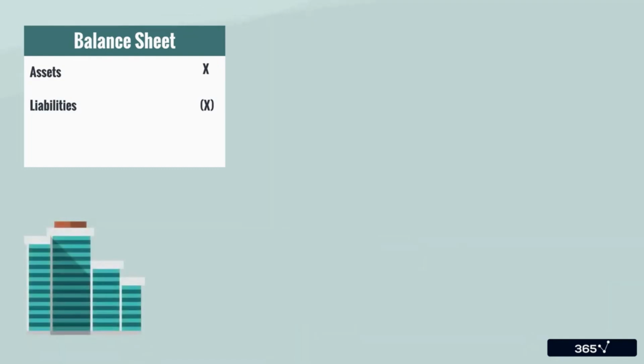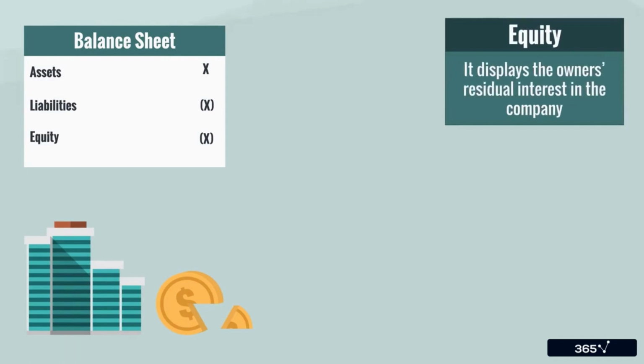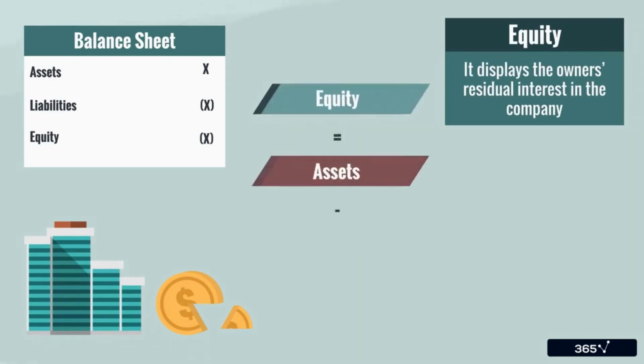And finally, we pick up on the equity section. It merely displays the owner's residual interest in the company. As such, the equity amount equals the difference between total assets and total liabilities.